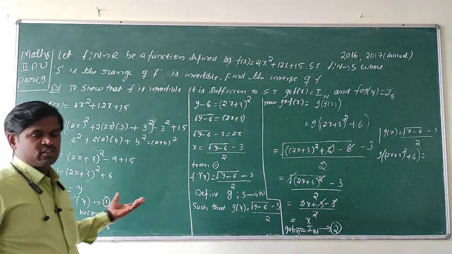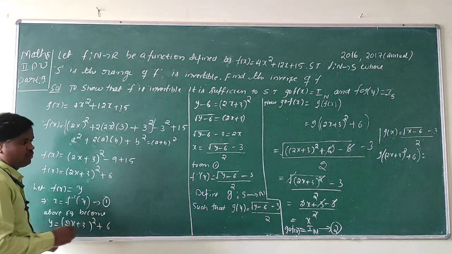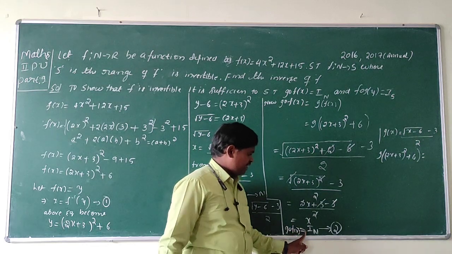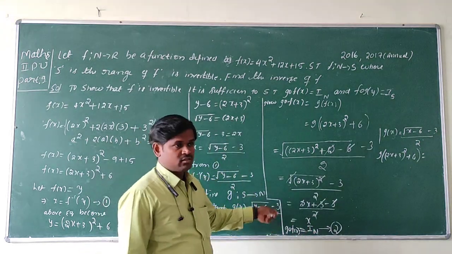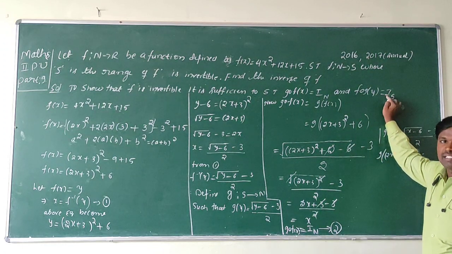Okay, so it is better to take a screenshot and write next. Once again, I want to repeat this. We have just verified whether g circle f of x is equal to the identity function of N or not. Remaining is whether f circle g of y is equal to the identity element of S or not.